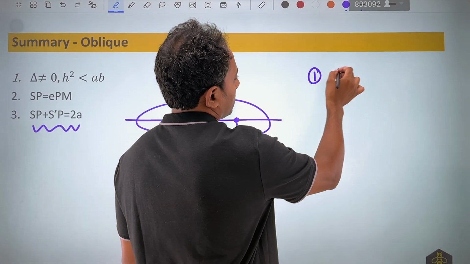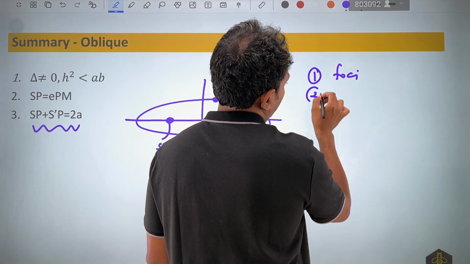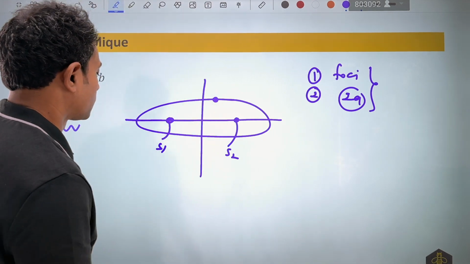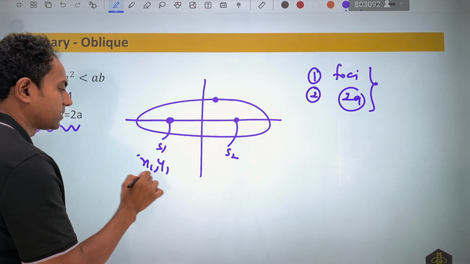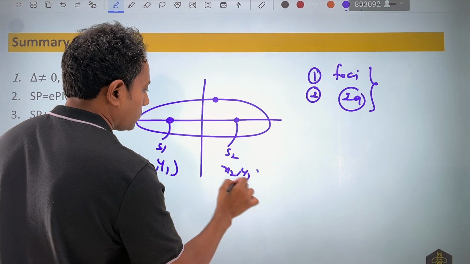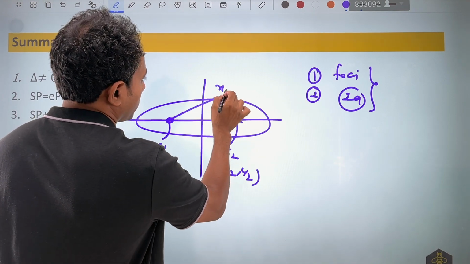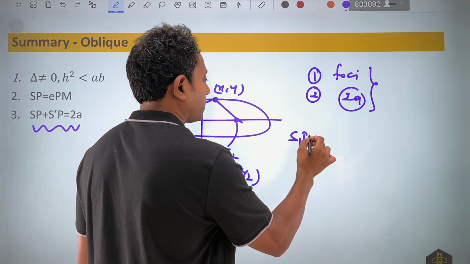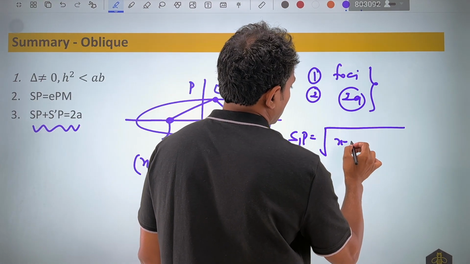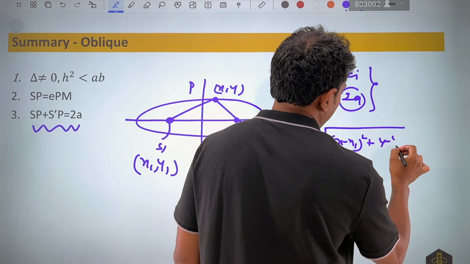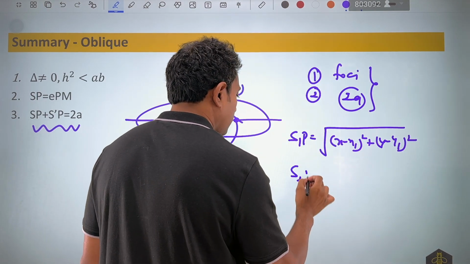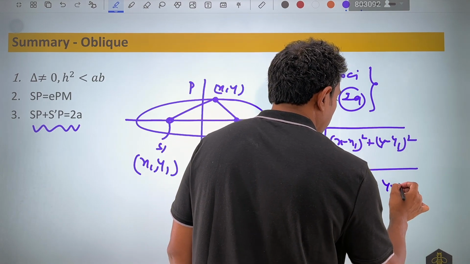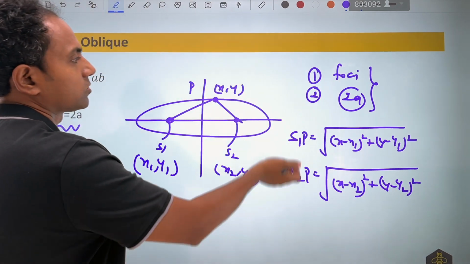So they are giving you one focus and the value of the major axis, that is 2a. Then you can also apply this one. Let us say x1 comma y1 is given, and this is given as x2 comma y2. Now if I want to write the equation, this point I will consider as x, y. This will become P. So we will write the value of S1P as root of (x minus x1) whole square plus (y minus y1) whole square. We will write the value of S2P, that is root of (x minus x2) whole square plus (y minus y2) whole square.